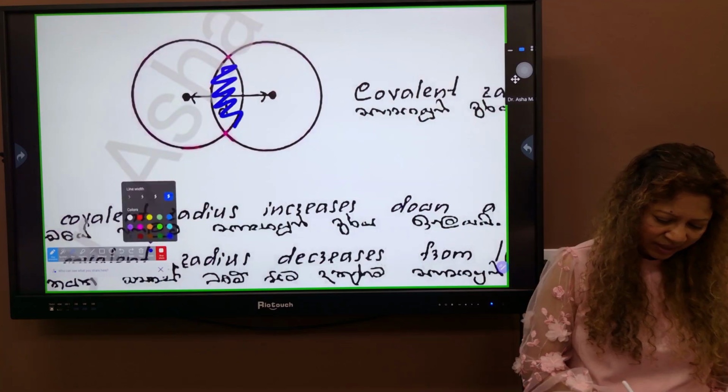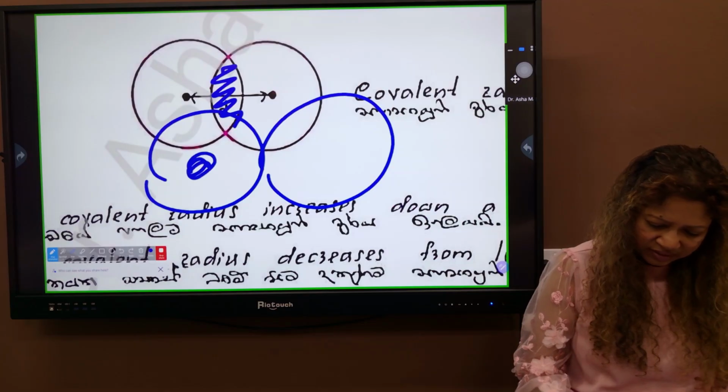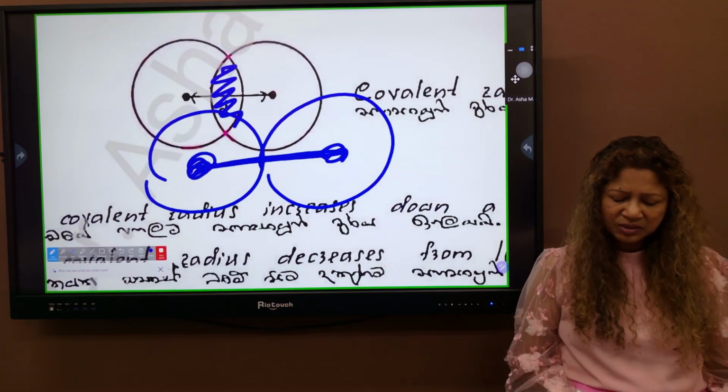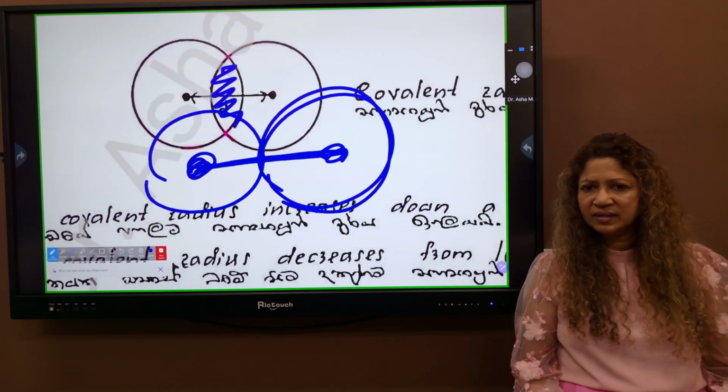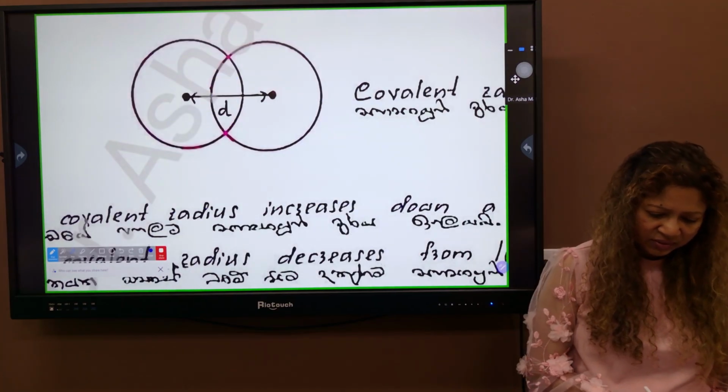This overlapping part is there, but forget it. Just consider these two atoms are like this. Then one nucleus, the other nucleus, get the distance divided by 2, that is exactly the radius. Understood? So can we do this for anions and cations?